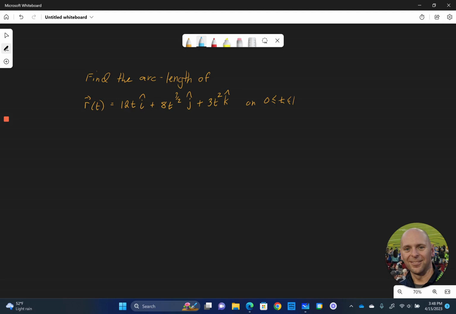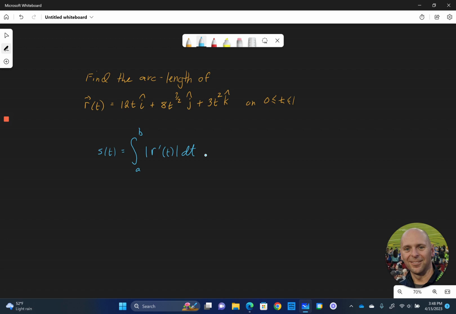Let's work through an arc length problem here. We've got our vector valued function, and we need our formula, s of t. And we'll remember this is just the integral from a to b of the magnitude of r prime of t dt. And now we just need to find the magnitude of r prime.